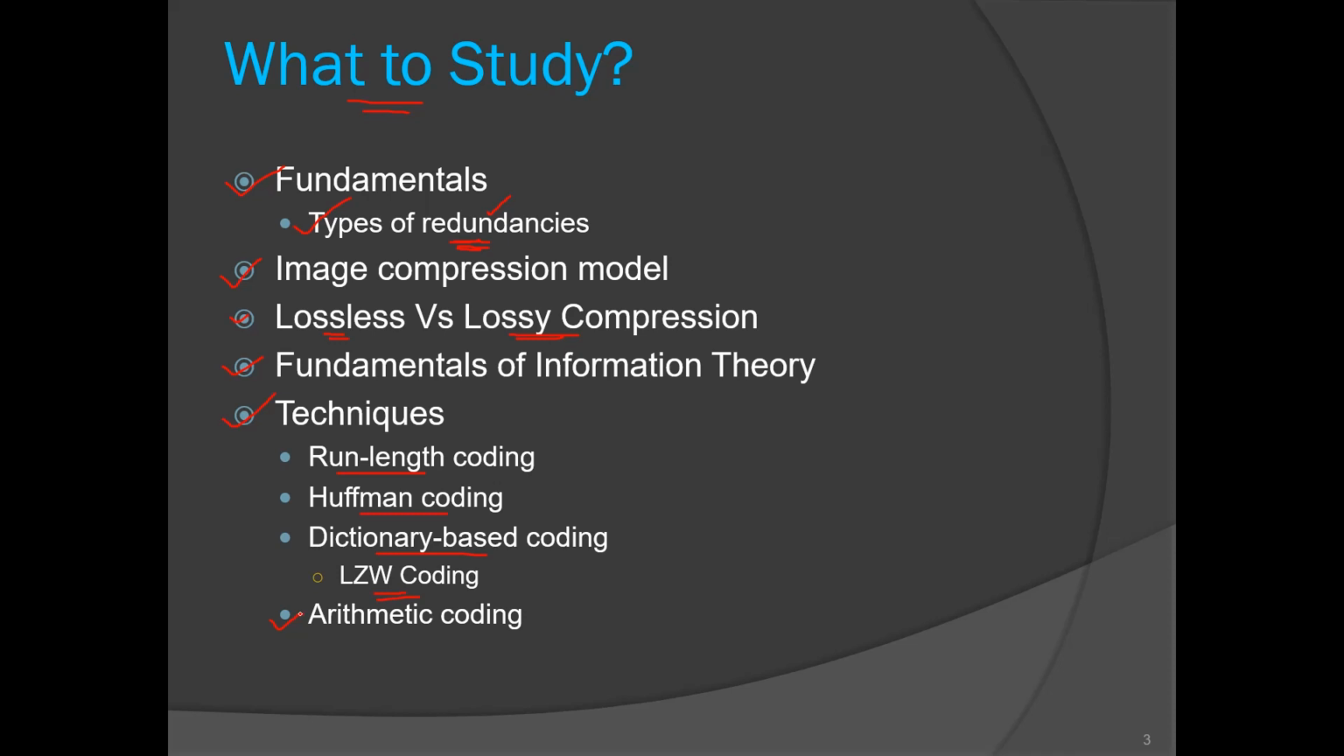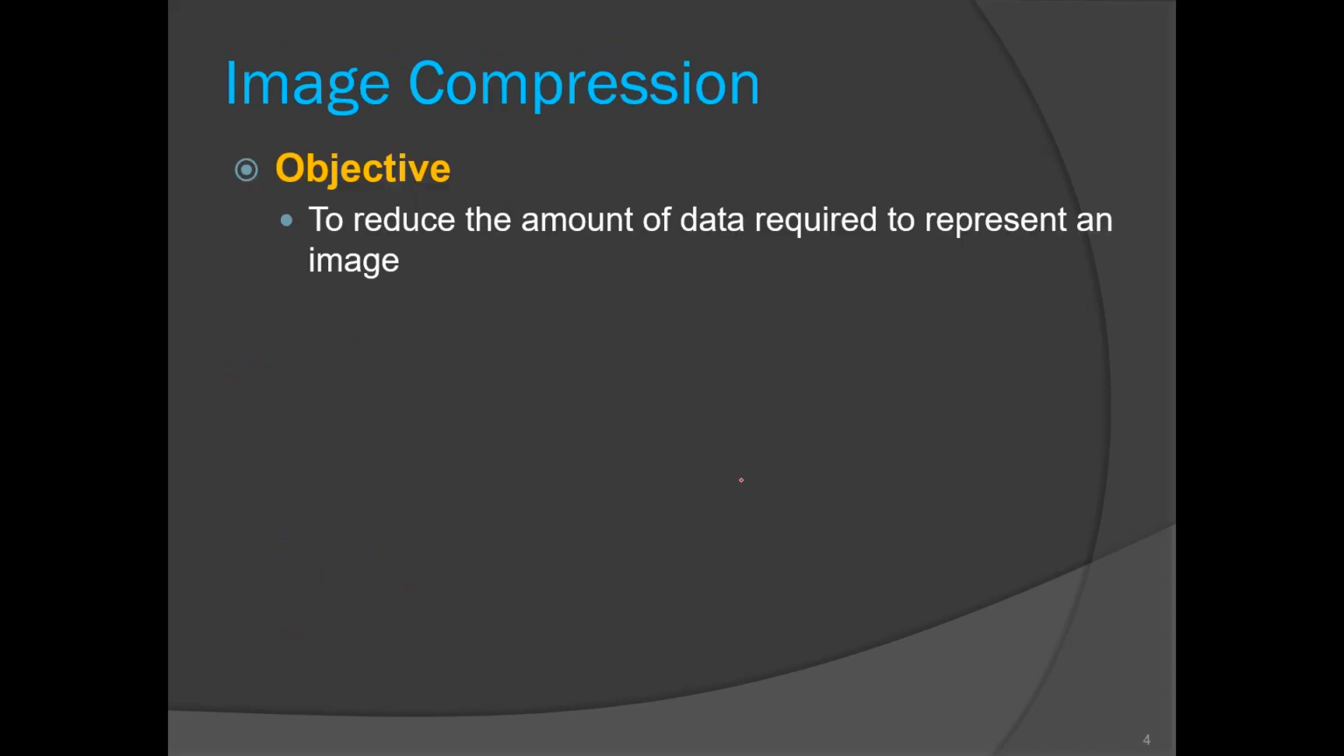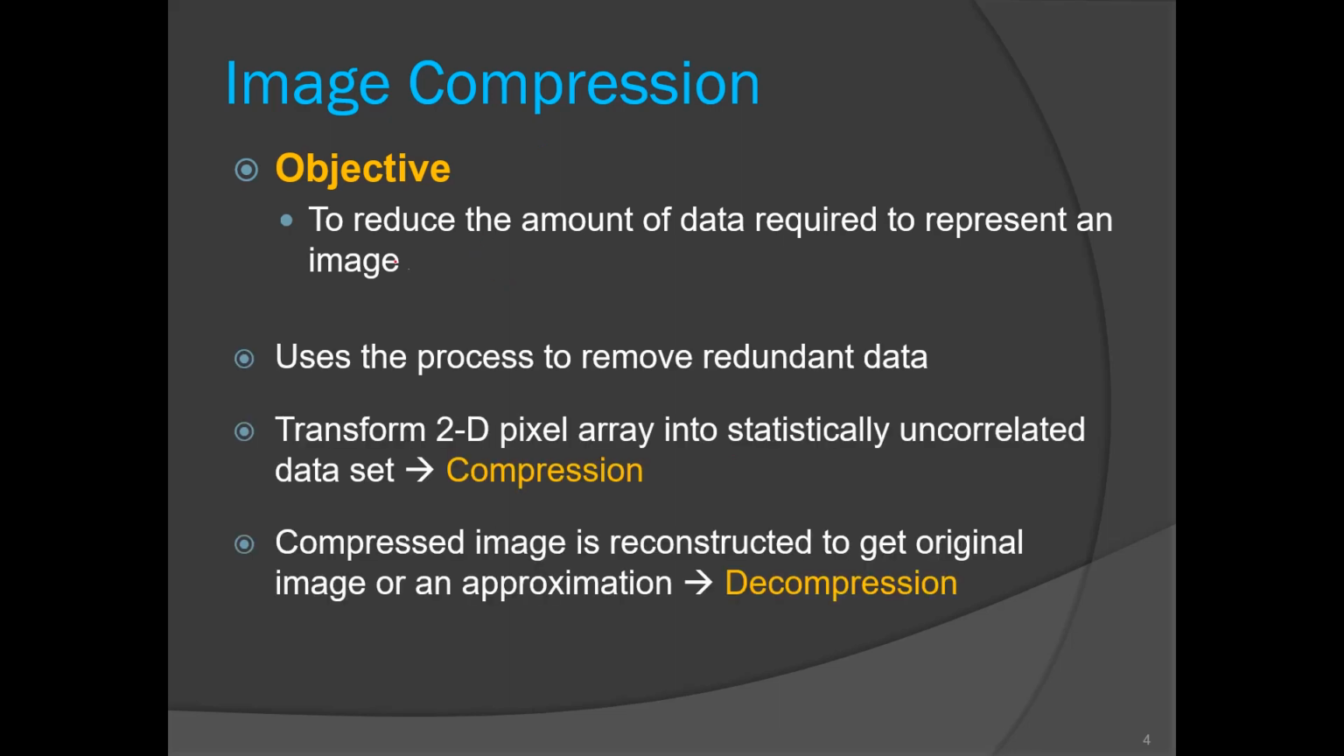Finally we will study arithmetic coding, and finally we will study different standards like JPEG 2000 standards. Now what is the objective of compression? So the objective is to reduce the amount of data required to represent an image. Okay, so to reduce the amount of data, and how is it possible to reduce the amount of data?